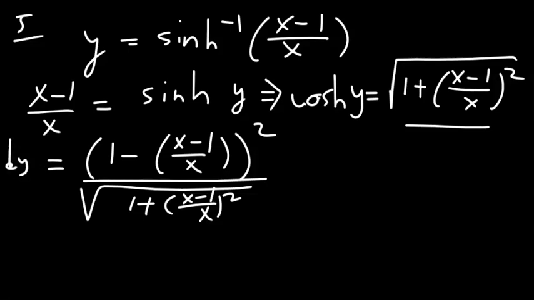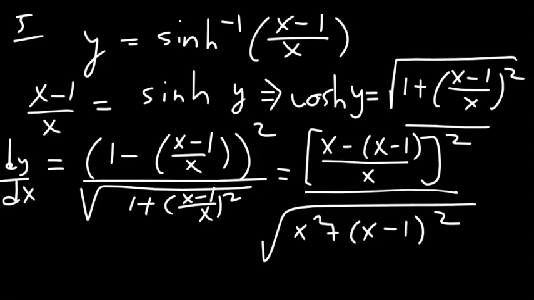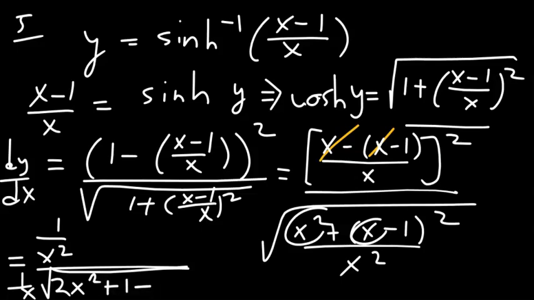Let's try to simplify this dy/dx. So the numerator can be rewritten as x minus 1 over x squared, and the denominator can be written as x squared plus (x minus 1) squared over x squared. You see that this x will cancel that x, and that's going to give you 1 over x squared for the numerator, and the denominator will have 1 over x from that term, followed by the square root of this x squared plus x squared from there, so that's 2x squared plus 1 minus 2x once you expand the bracket and then combine the terms with the x squared in front. This is what you get.